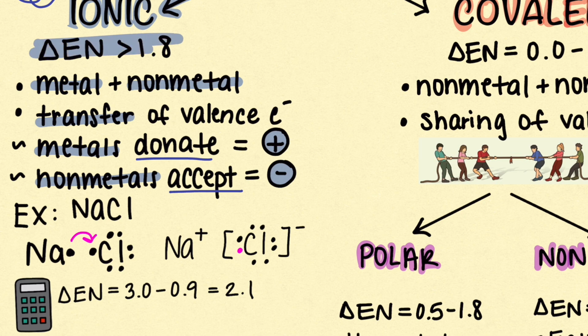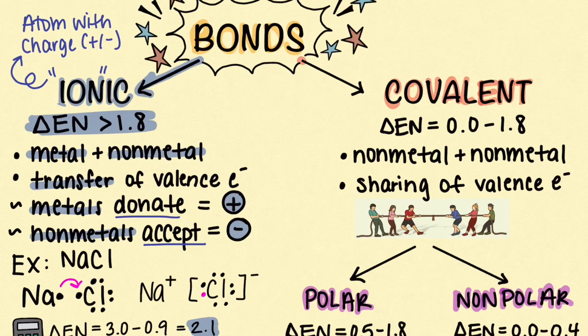So the bond is considered ionic. Now, let's talk about the second type of bond, covalent bonds, which happens between two nonmetals. In covalent bonds, there's no transferring, meaning no one's giving or taking anything. Instead, the atoms share valence electrons.